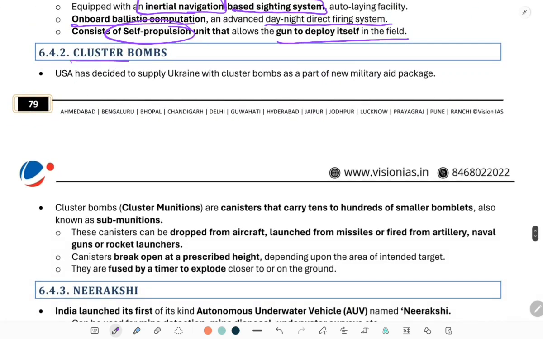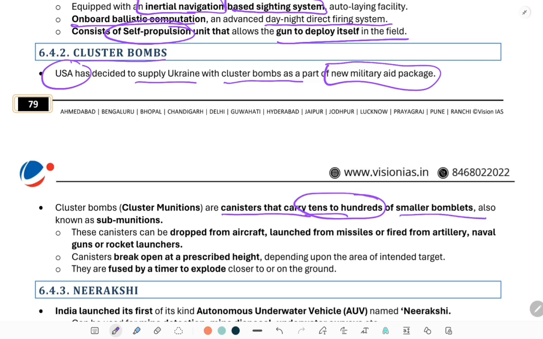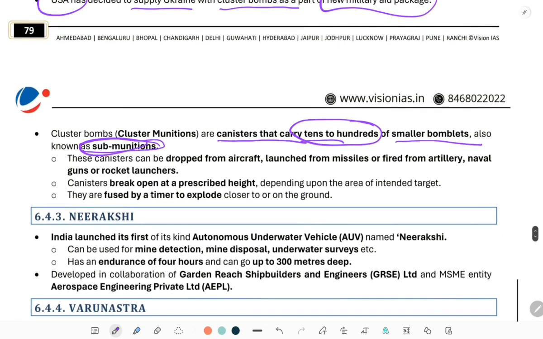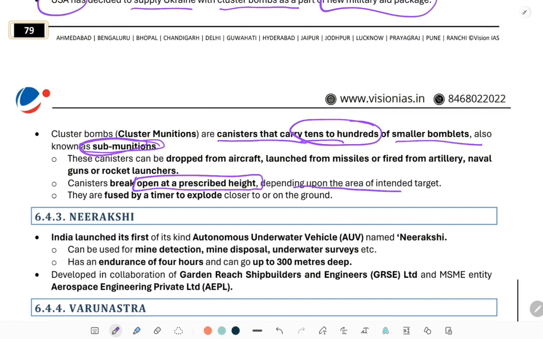Next, cluster bomb. The USA has decided to supply Ukraine with cluster bombs as part of a new military aid package. Cluster bombs are canisters that carry tens to hundreds of smaller bomblets, also known as submunitions. These canisters break open at a prescribed height, and depending upon the area of the intended target, they are fused by the timer to explode closer to the ground.